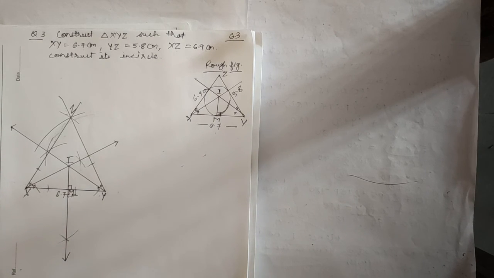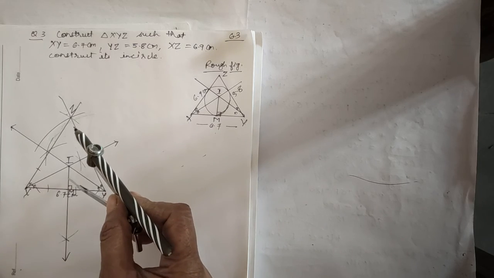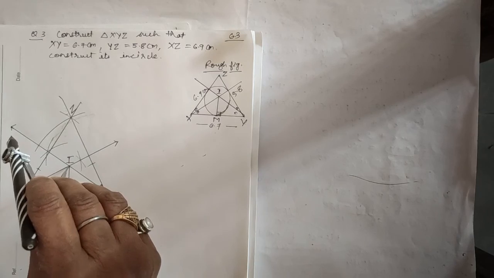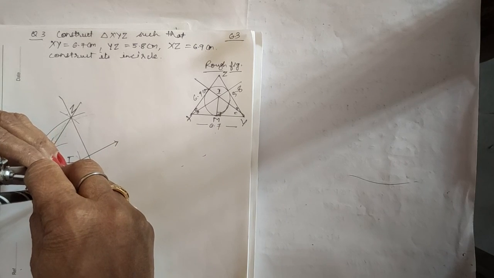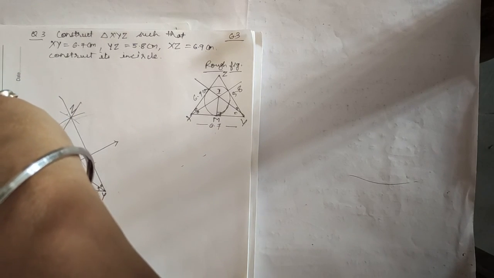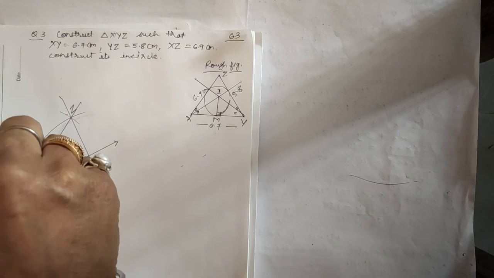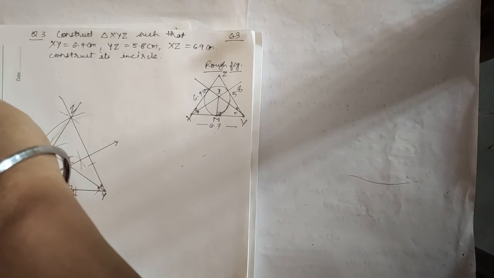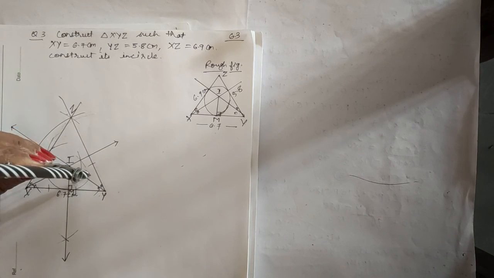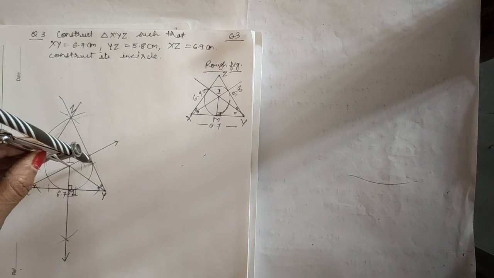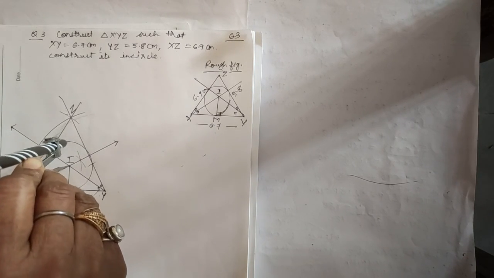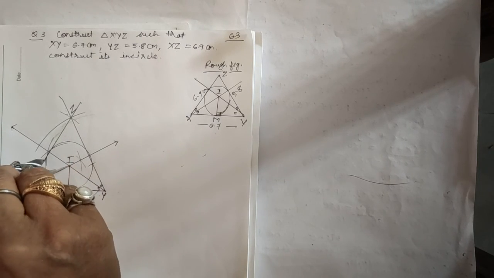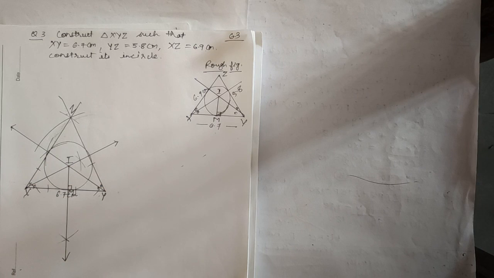Now the last step is what? You have to draw a circle with center I and the radius as IM. So take radius IM. This much is the radius IM. Okay, now let's draw a circle. So children, you can see the circle is touching all the sides of a triangle. That's why it is called incircle of the triangle.